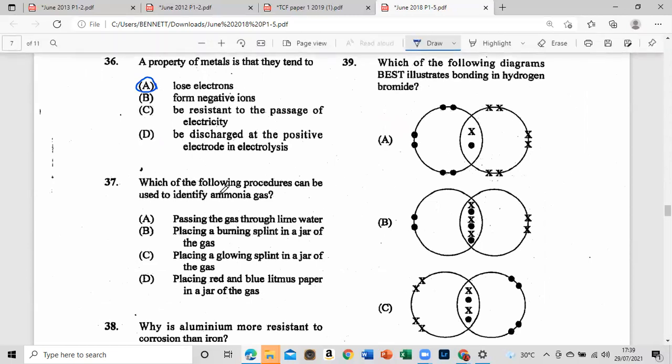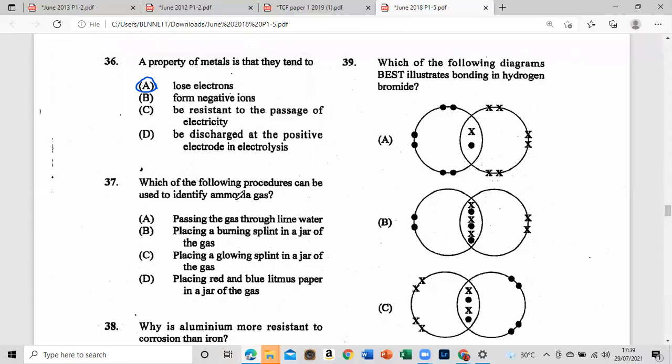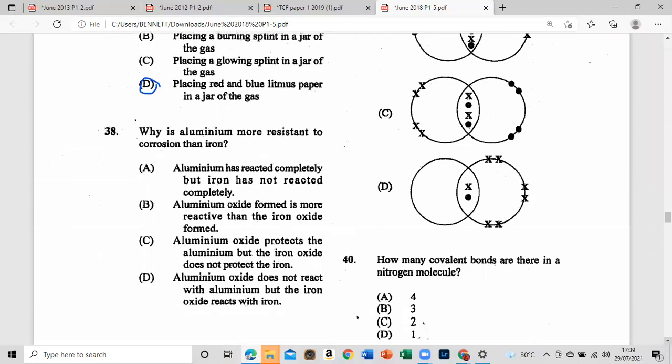Which of the following procedures can be used to identify ammonia gas? A, is it passing the gas through water? B, placing a burning splint in a jar of the gas? Is it C, placing a glowing splint in a jar of the gas? Or is it D, placing red and blue litmus paper in a jar of the gas? And that is D, placing red and blue litmus paper in a jar of gas.